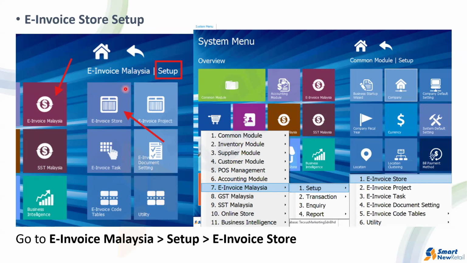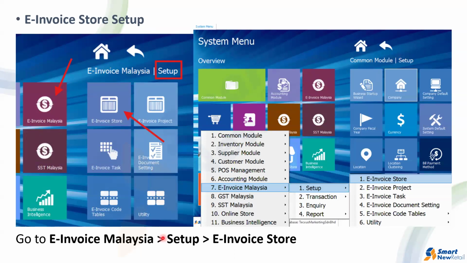Every time you upgrade to a new version where there is a new module, you must enable the permission first. So actually, you should go to Common Module, System Security, System User Group, highlight your administrator group, More, access right configure, and you need to allow access to E-Invoice Malaysia. If not, when you try to access this button, it will prompt that you have no access. Because this is a new module, you have to enable it.